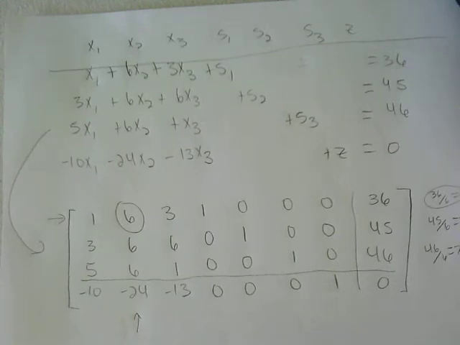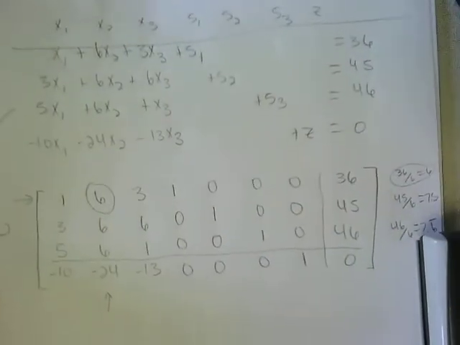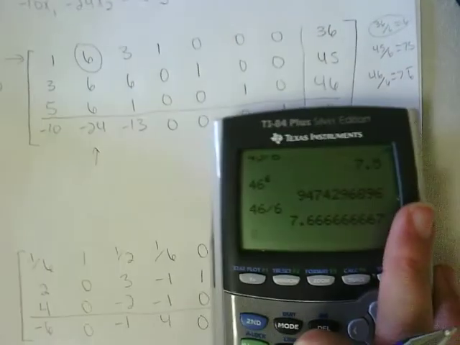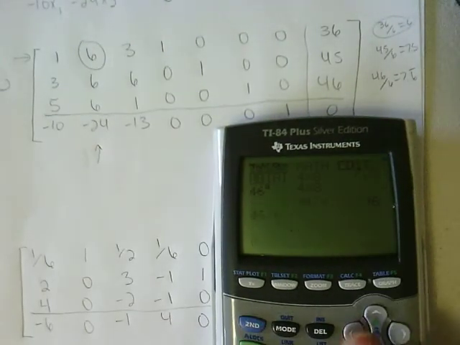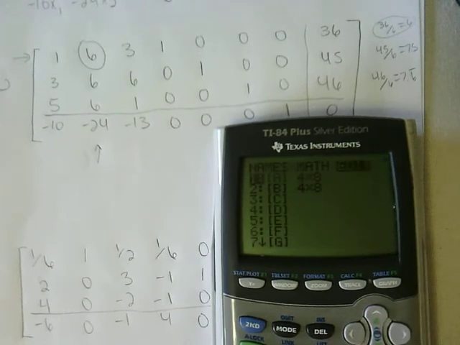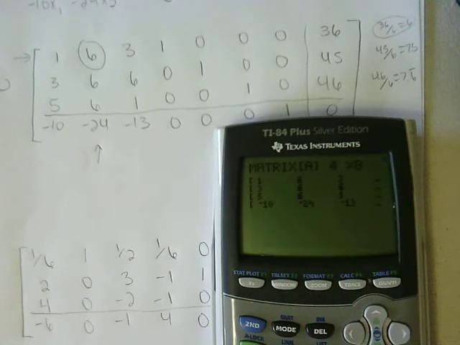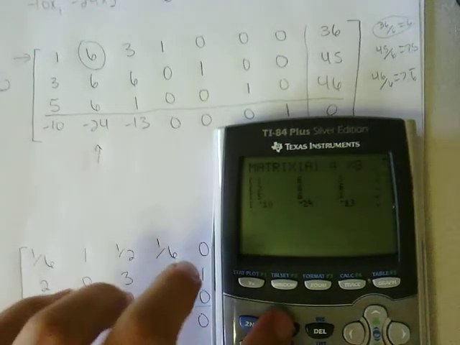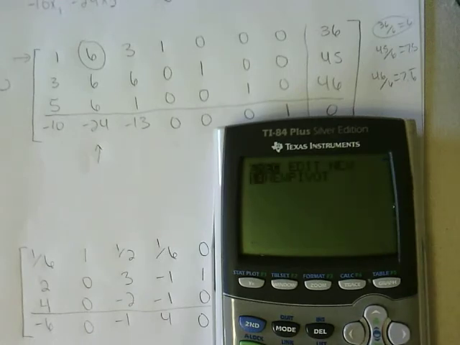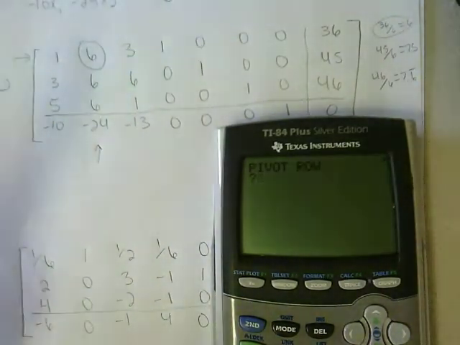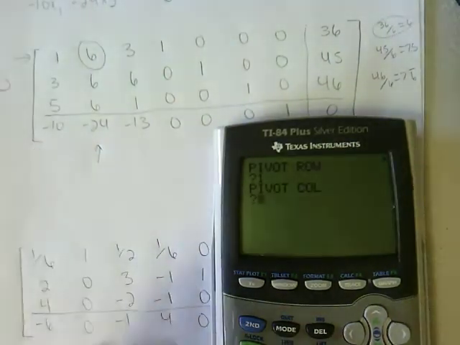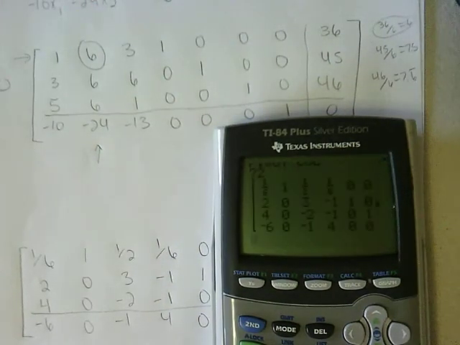I've already typed it into my calculator to speed this along. I'm going to go to second matrix. This one is already in matrix A, and it needs to be in matrix A to get the pivot program to work. I'm going to go to PRGM, new pivot. I am pivoting off of, whenever I hit enter on pivot here, row 1, column 2. And I am going to get this.